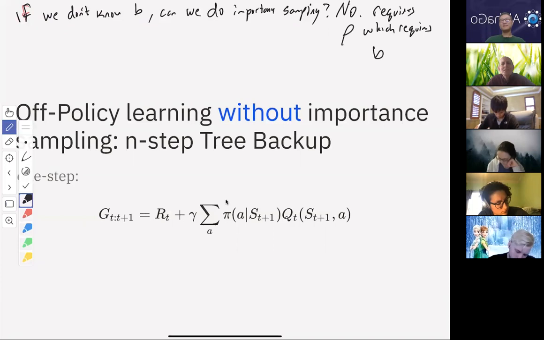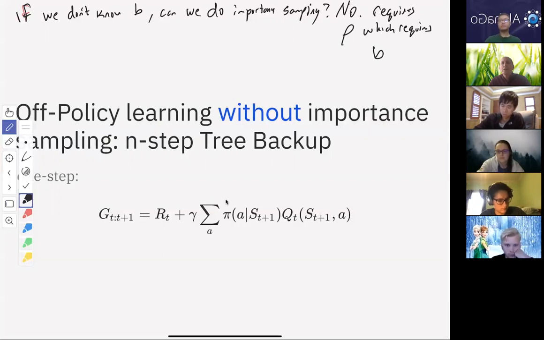So what are some circumstances in which we don't have b? We've got some policy going and we're not exactly sure what it is. We just look over there and see that there's some agent taking some actions. We have no idea how it's deciding to take those actions, but we can see the rewards coming out and the states it goes to. Can we learn from that? And the answer is yes, we can learn from that, and we're going to look at that in terms of tree backup. Okay, so does the rationale for this make sense?